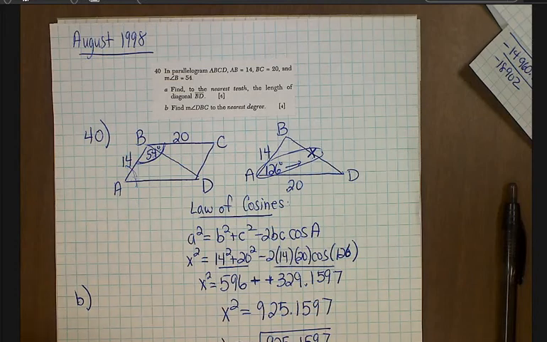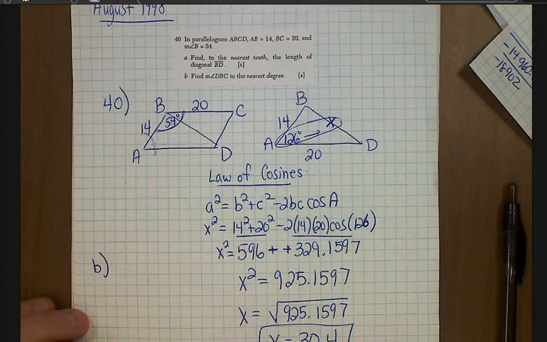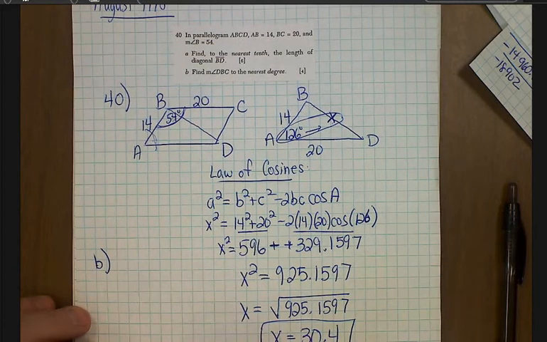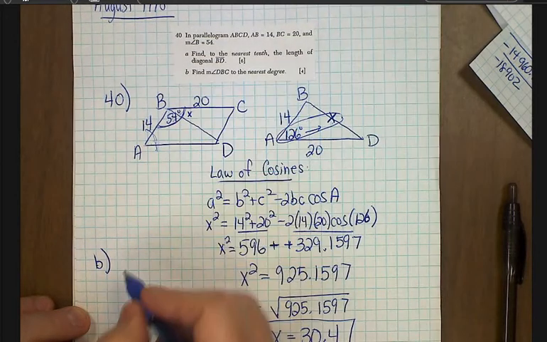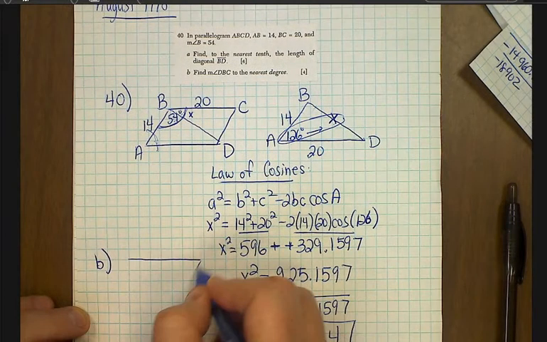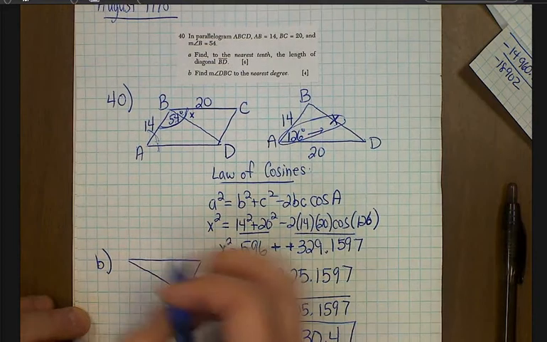Okay, let's see if we can get part B done here. Part B says find the measure of angle DBC. So I want to find the measure of angle DBC. It's going to be this angle up here. So I'm going to try to get that triangle graphed. I'm looking for that angle.